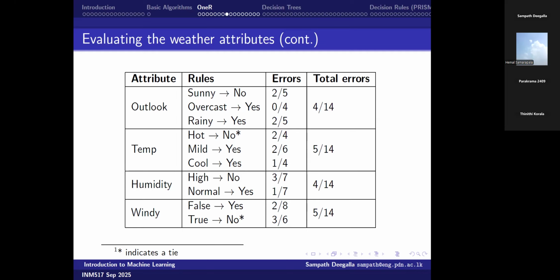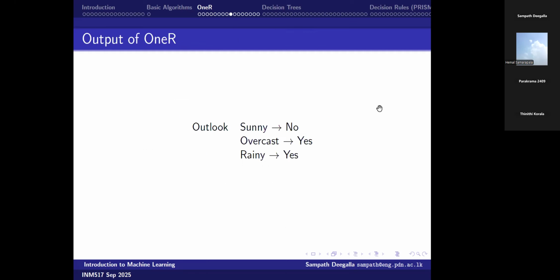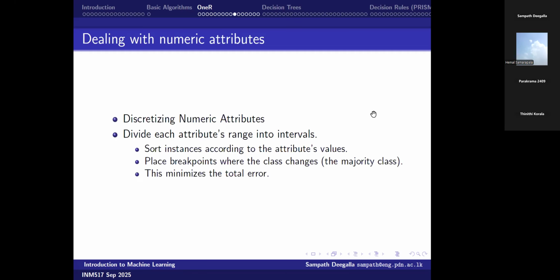We are going to select the attribute which gives us the least amount of errors. In this particular case, we had 4 attributes and we can choose either outlook or humidity. And the output, as I told you earlier, you select just one. So in this particular case, I have chosen the outlook attribute. And then whenever you get a new day, you just have to focus on the outlook attribute. If it is sunny, we know the prediction is no. If it is overcast, it's yes. If it is rainy, that is again yes. So this is what we discussed last time.